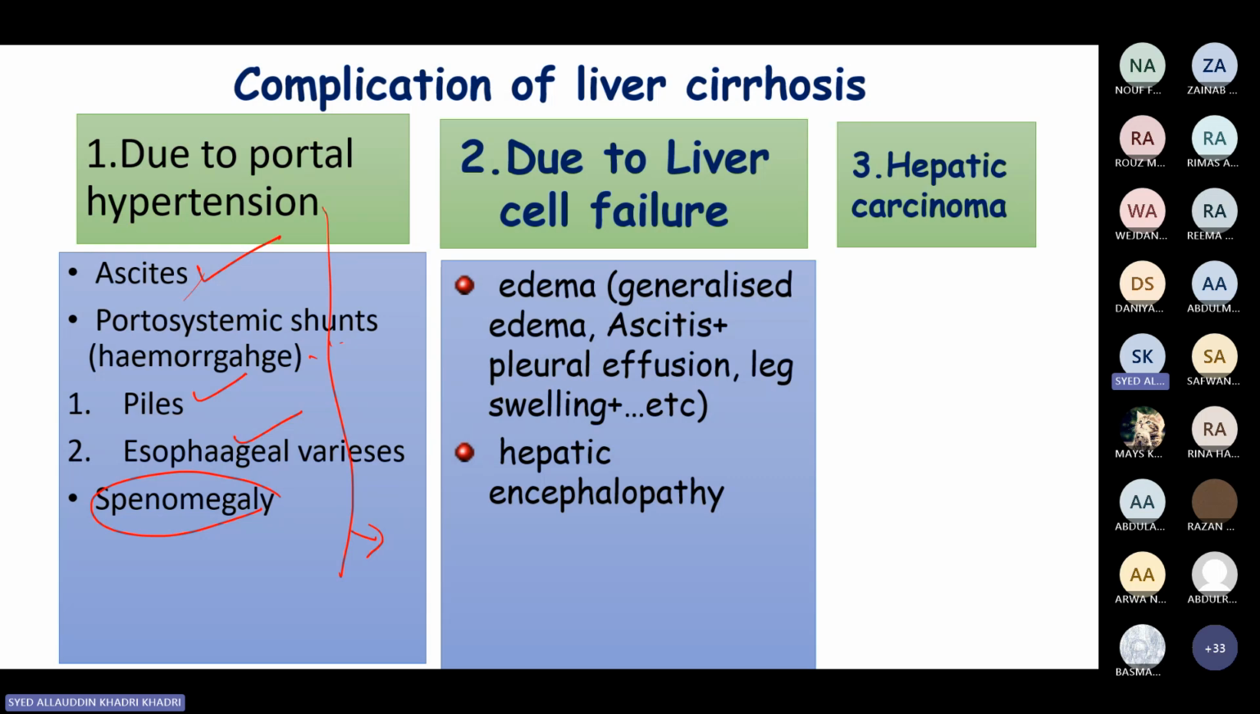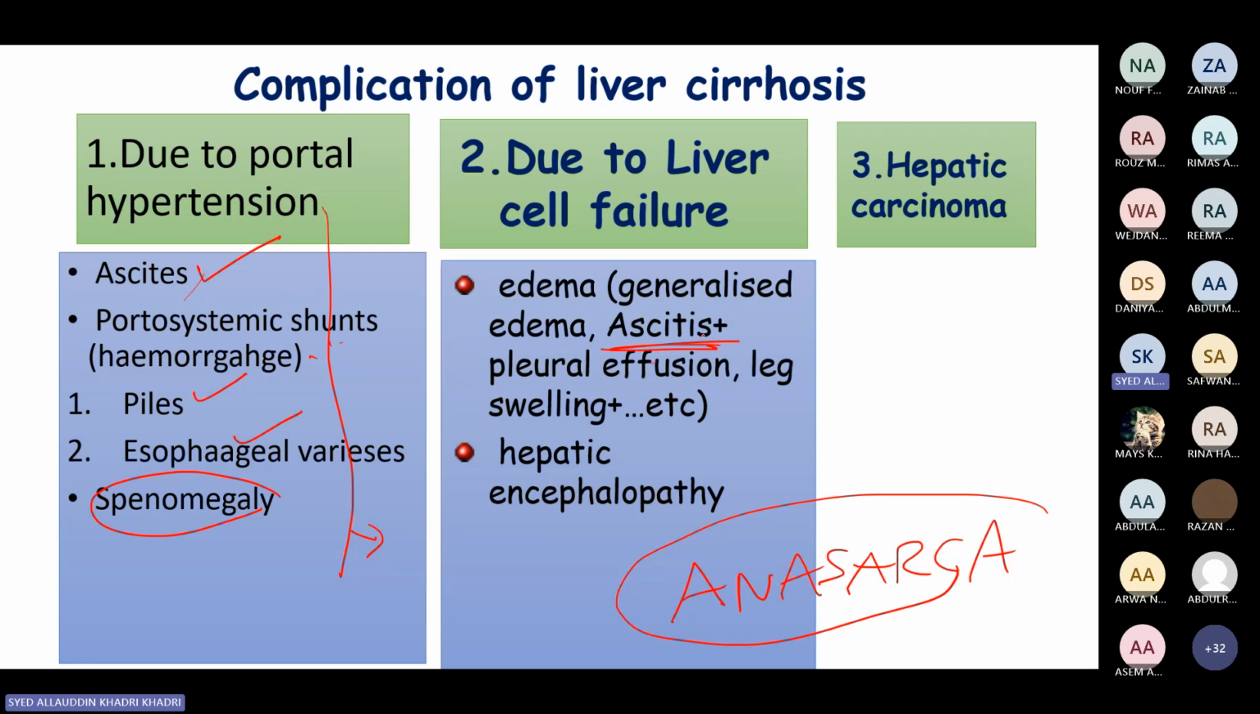So due to liver cell failure, the patient will have edema. I told you, increase in hydrostatic pressure. It will be generalized edema in the whole body. What do you call it? Sometimes called anasarca. Anasarca, that is generalized edema. Okay. And you have ascites, edema in the peritoneal area, pleural effusion, edema in the pleural area, and leg swelling, edema in the leg area, and hepatic encephalopathy. The toxic substances cannot be metabolized, go to the brain, and cause hepatic encephalopathy, and slowly, over a period of 6 to 10 years, you develop hepatic carcinoma, that is, hepatocellular carcinoma.